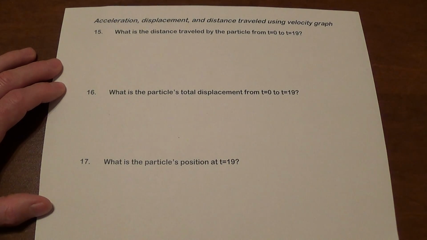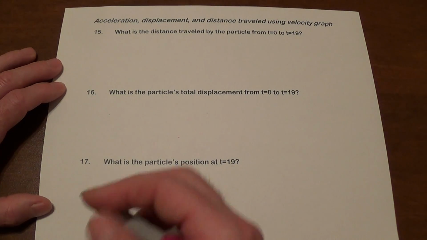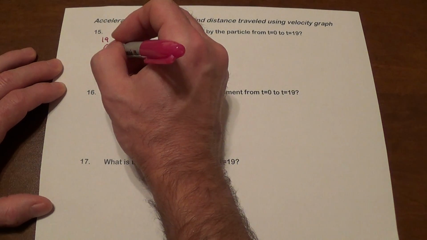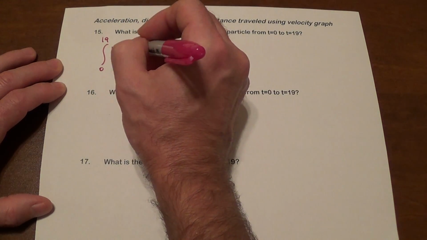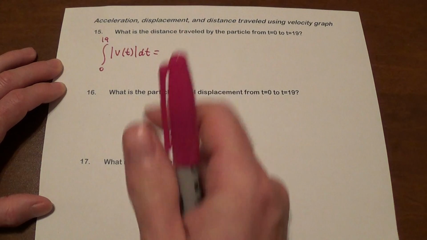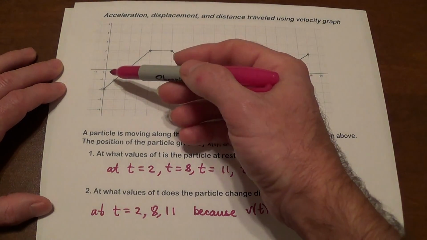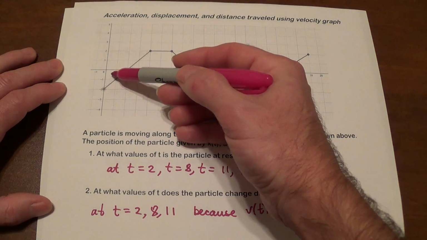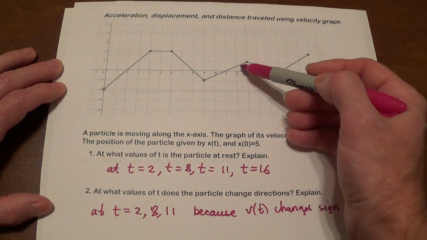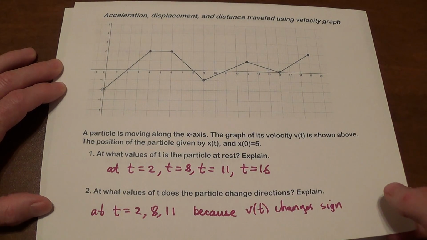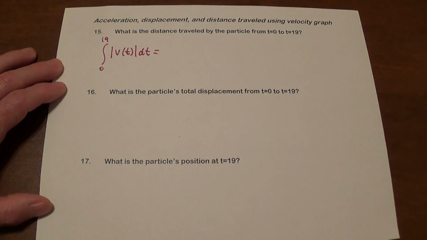Okay. Find the distance traveled from 0 to 19. Okay, so distance traveled, that means we're going to have an integral from 0 to 19 of the absolute value of v of t dt. Let's take a look at this velocity graph again. So we're going to have this area plus this area plus this area plus this area plus that area. All that added together, no negatives here because we ignore the direction.